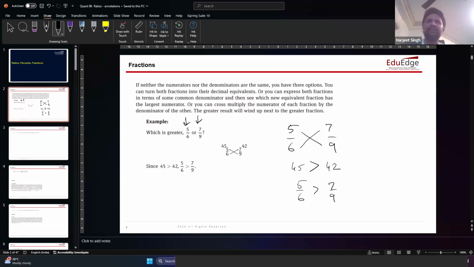So basically it's like taking the LCM of the denominators, 6 and 9, and multiplying both of these by the LCM. So that's the logic behind cross multiplying. Yes, straightforward, right? Okay. Next.